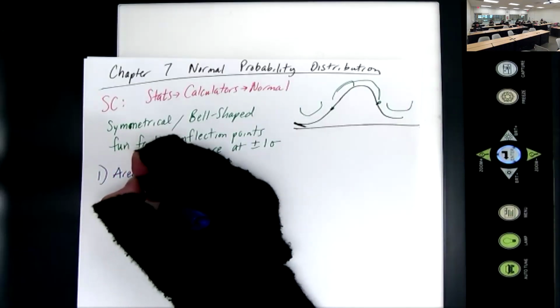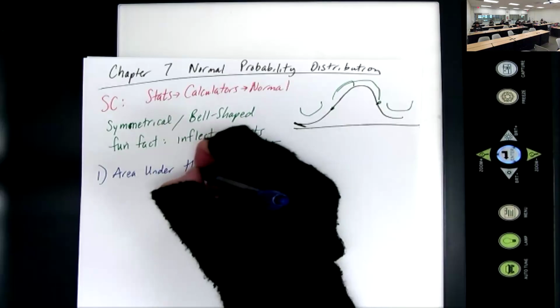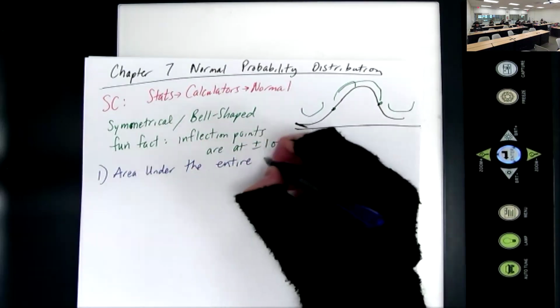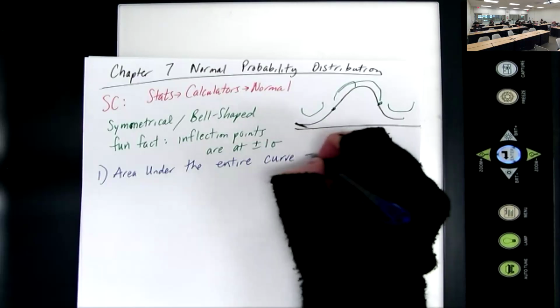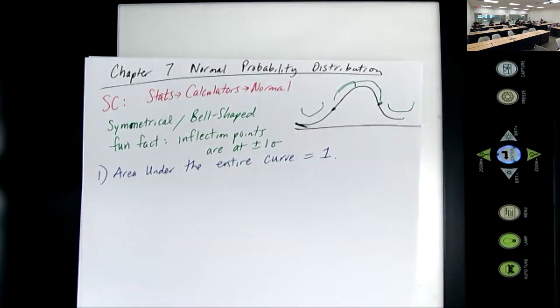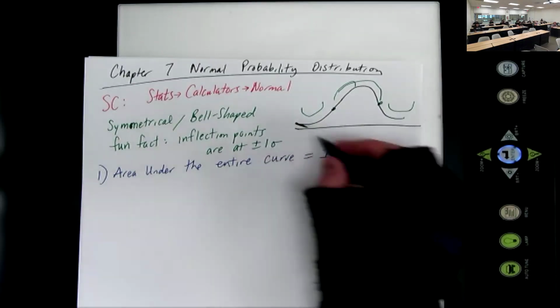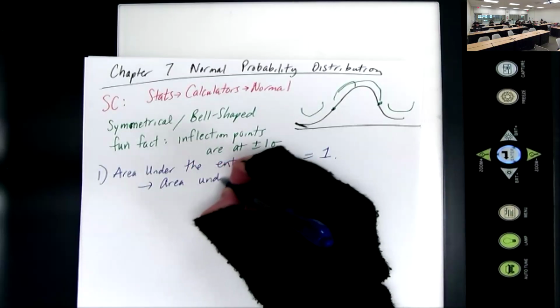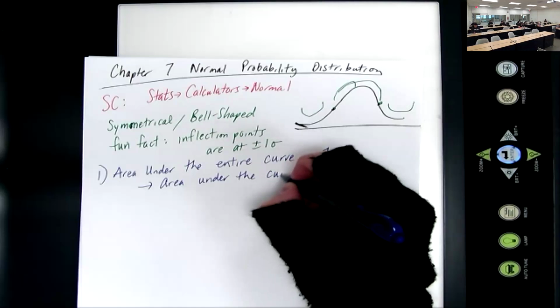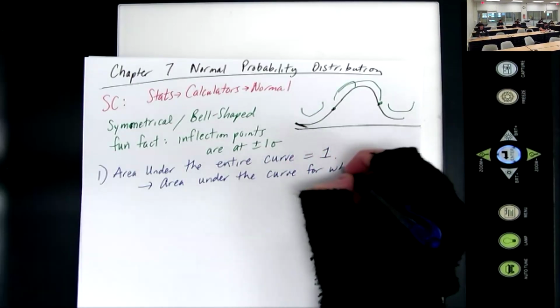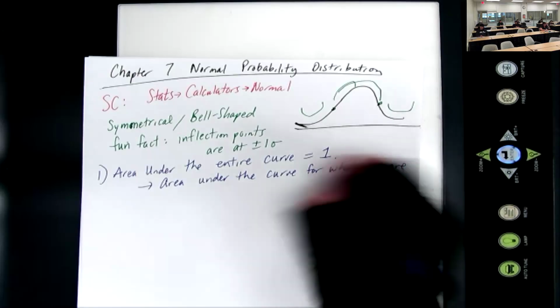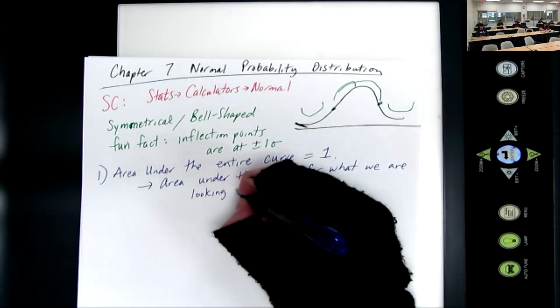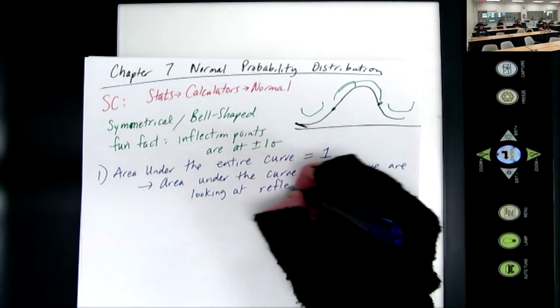The area under the curve, under the entire curve, all the way to infinities, equals 1. Since it's a probability distribution, it's got to represent probability. And therefore, the area under the curve for what we're looking at reflects the probability of it.